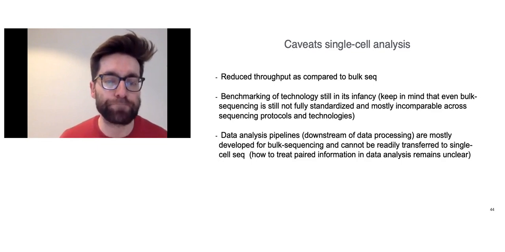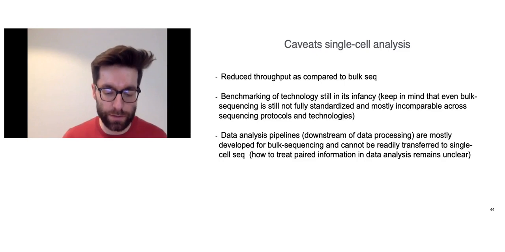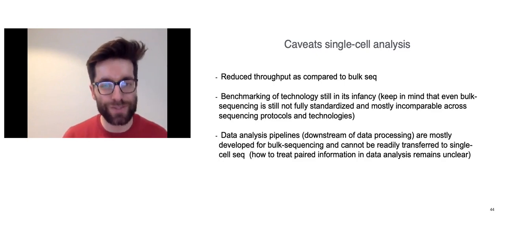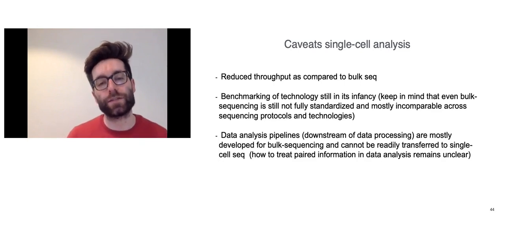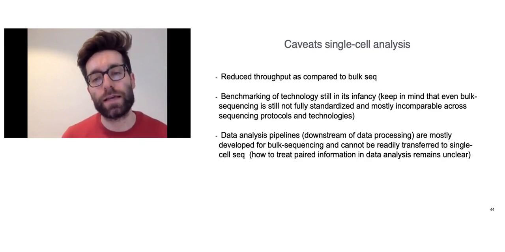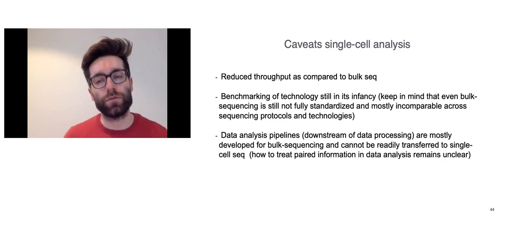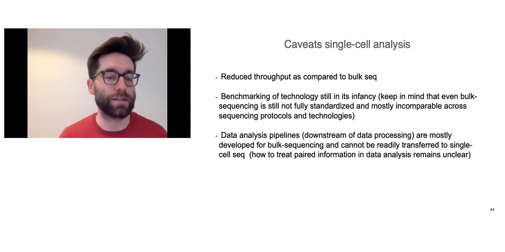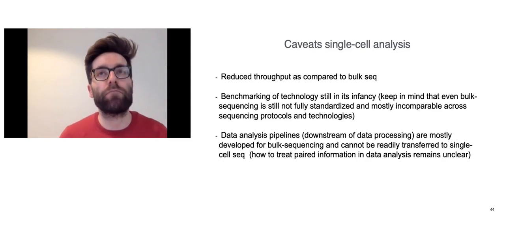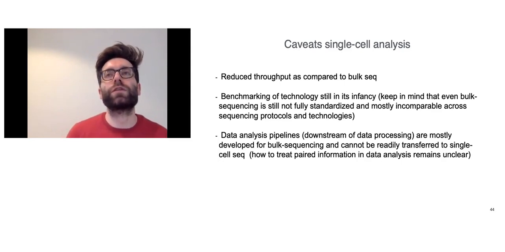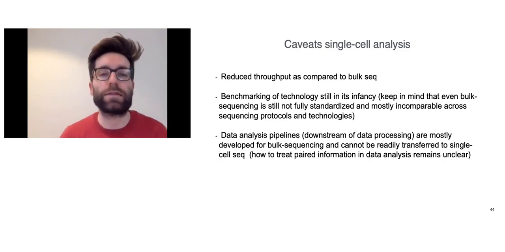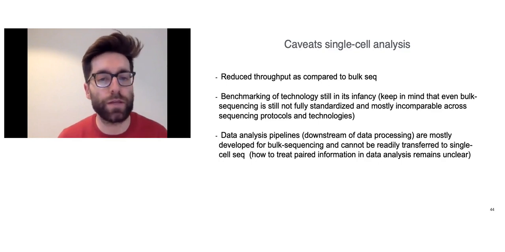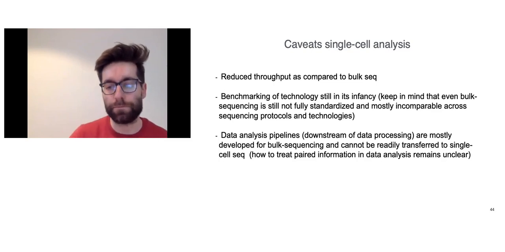And what is also important to know is that most data analysis pipelines, those that I'm going to talk about in the next section, are mostly developed for bulk sequencing and cannot be readily used most of the time for single-cell sequencing. So for example, just very simple germline gene usage of VH and VL, how would you even represent it? So very, very simple things should be developed much more, I think.